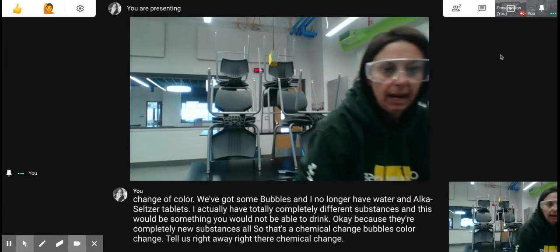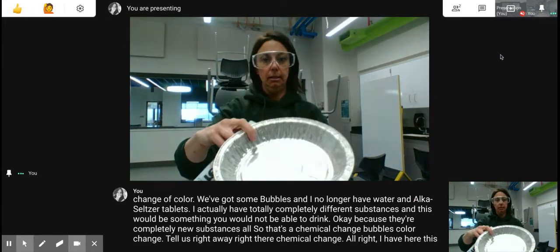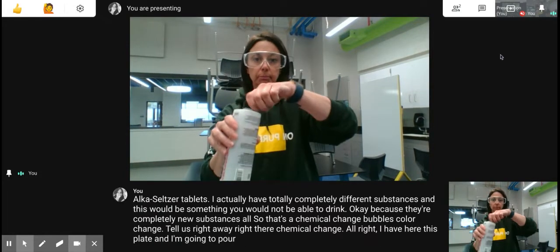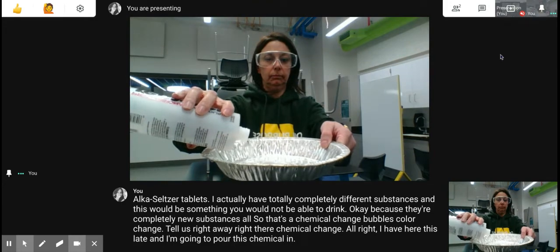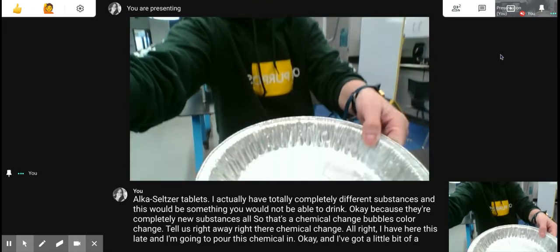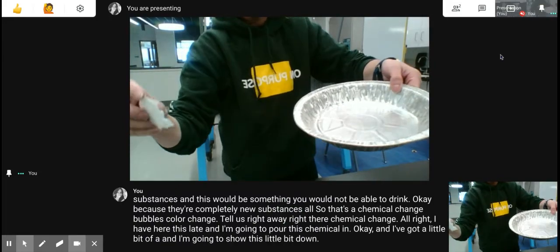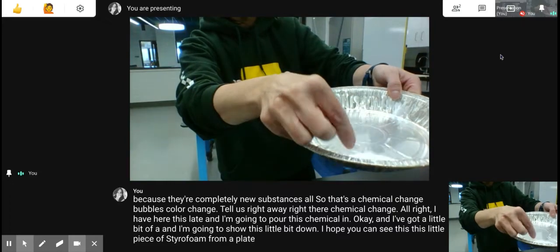All right, I have here this plate that I'm going to pour this chemical in. Okay, and I'm going to show this a little bit down. I hope you can see this. This little piece of styrofoam from a plate, and I'm going to place it into the chemical.